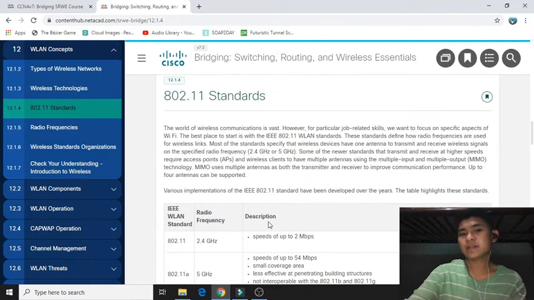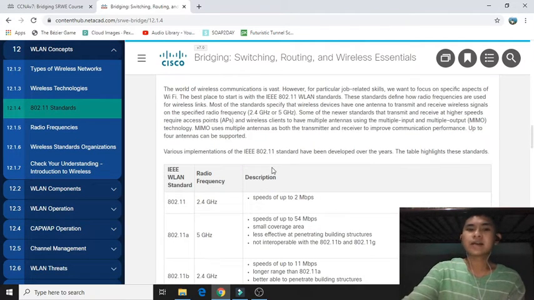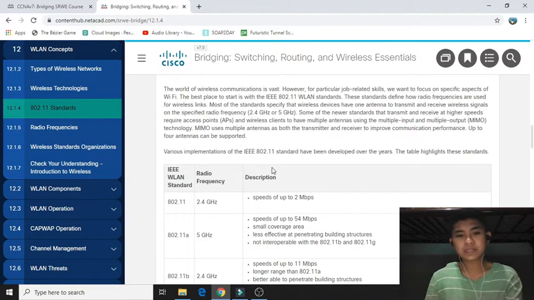Next, we have the 802.11 standards. The world of wireless communications is vast. Yes, very, very vast. However, for job-related skills, we want to focus on specific aspects of Wi-Fi.